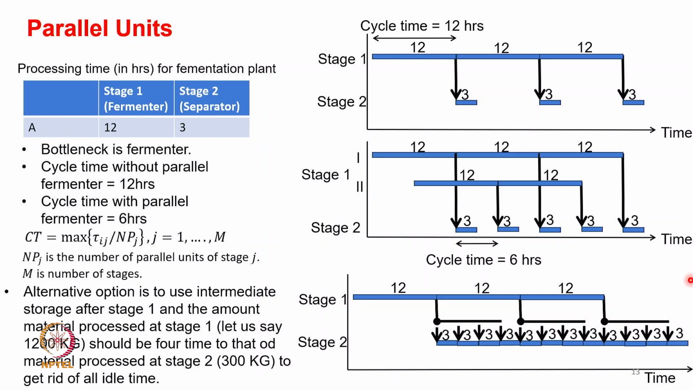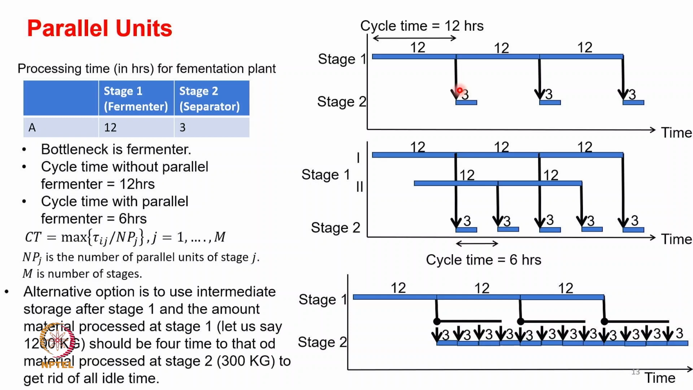You can see the key bottleneck here is the fermenter, because your separation is completing in 3 hours, but just after that you can't restart. The problem here is that fermentation takes more time. So the key bottleneck in this operation is the fermenter. If there is no parallel operation, the next fermenter is only available after 12 hours. So the cycle time is 12 hours.